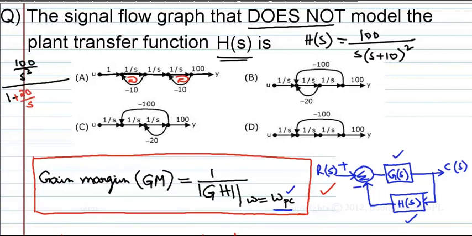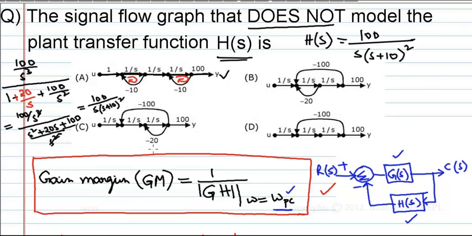Next, plus the product of two non-touching loops, that is 10 by S into 10 by S, which is 100 by S square. Simplify this: it is 100 by S cube, and taking S square common, S square plus 20S plus 100. That gives 100 by S into S plus 10 whole square. Therefore this is satisfying it.